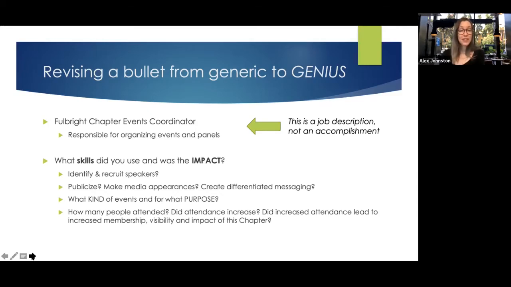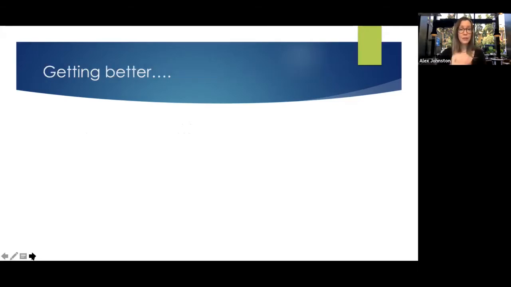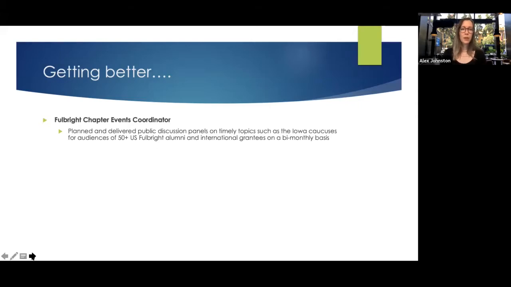Tell me how many people attended. Did attendance increase? Did increased attendance lead to increased membership, visibility, and impact of this chapter? I want to know what was the point here. So here's a revision of that bullet point. Planned and delivered public discussion panels on timely topics, such as the Iowa caucuses, for audiences of 50 plus US Fulbright alumni and international grantees on a bi-monthly basis.